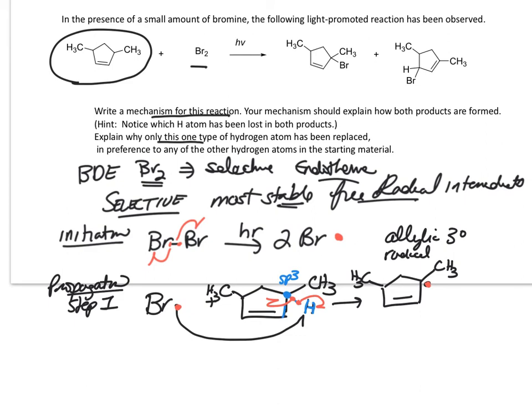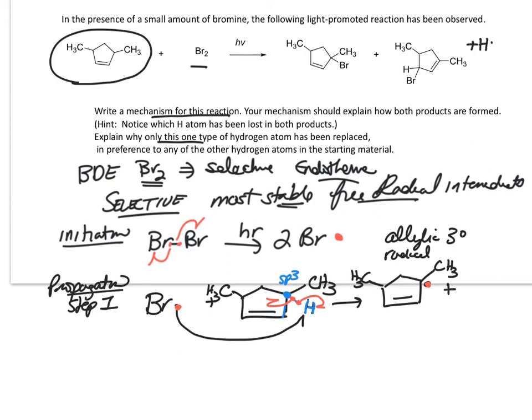Okay, so let's go back to your propagation step. You took a free radical from your initiation step, you reacted with your neutral molecule, and you produced a free radical, so you're propagating it. You also have to produce something from the product here.